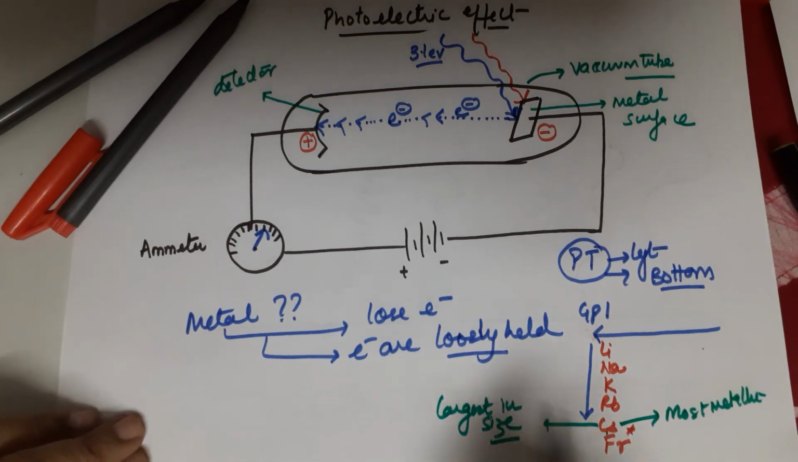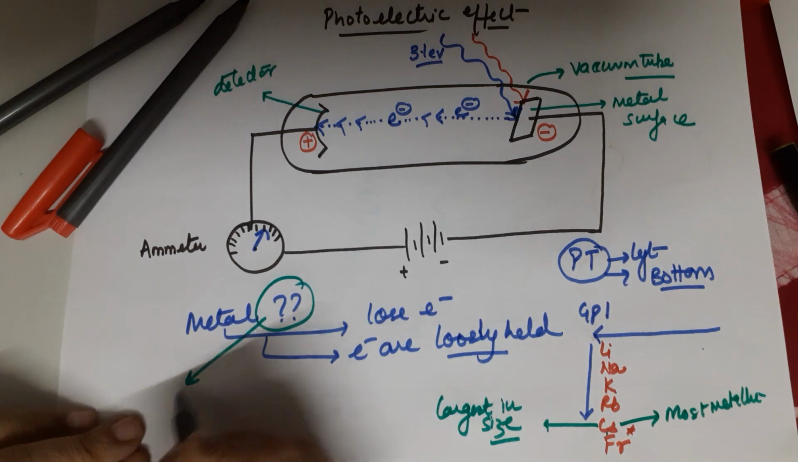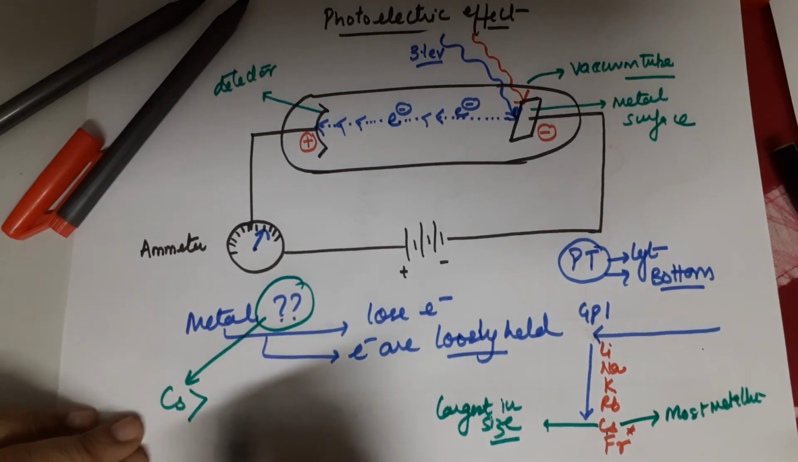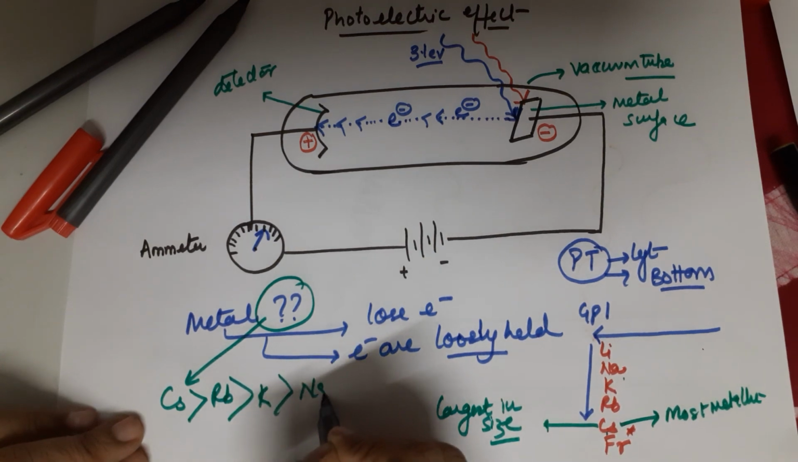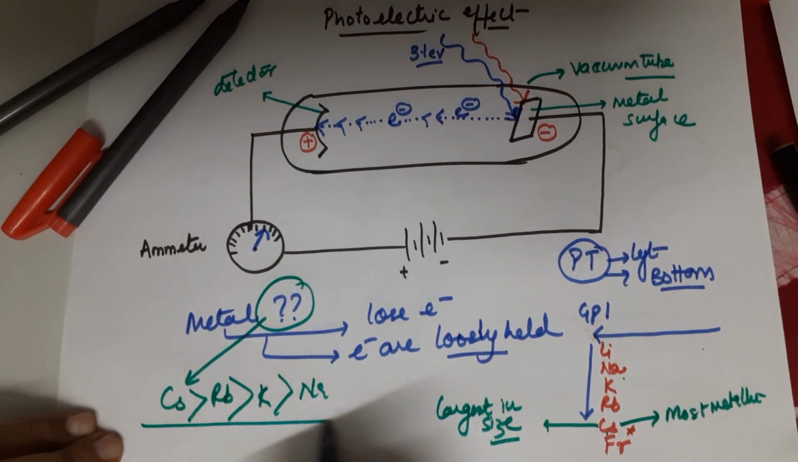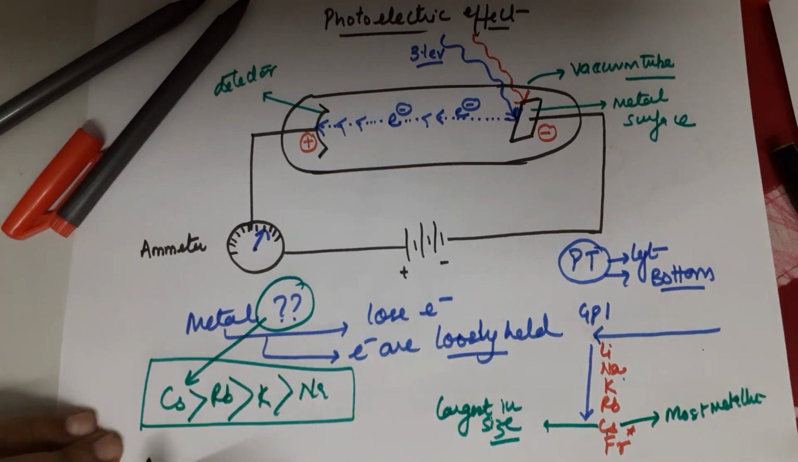So, when we talk about which metal, the ideal metal would be cesium, the best. After that, you would have rubidium. After that, potassium. After that, sodium. Lithium is too small. So, for the metals which will show photoelectric effect, the best metal would be cesium.